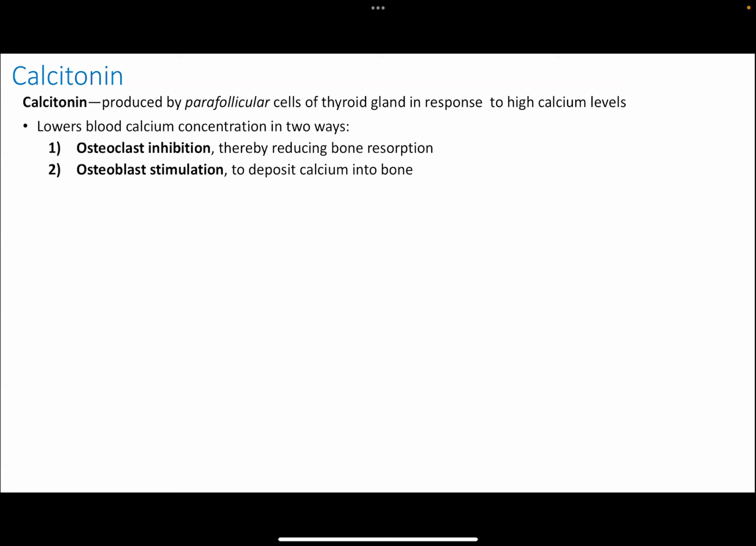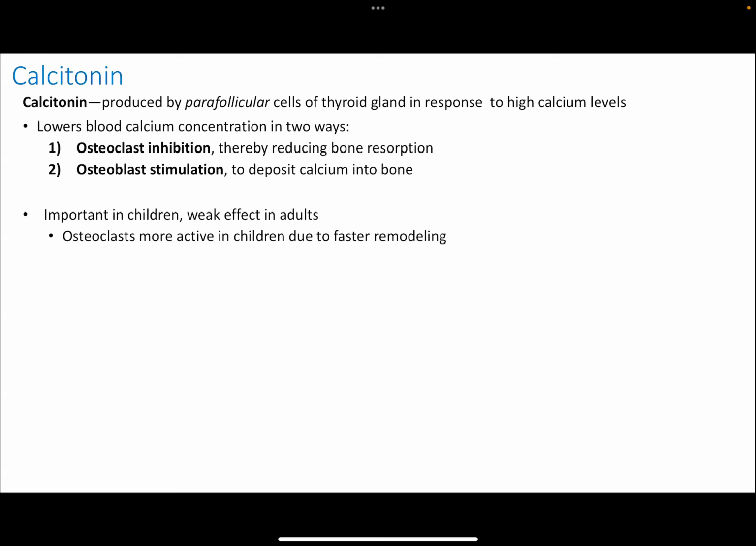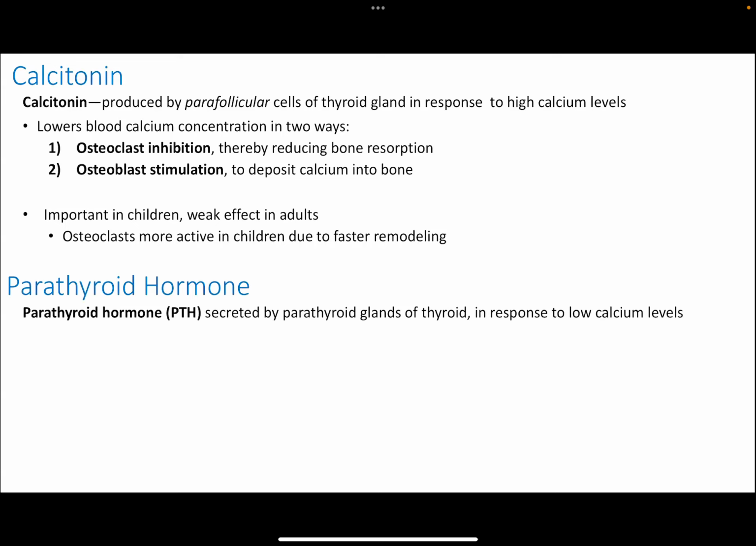And calcitonin can stimulate osteoblasts. Get rid of this excess calcium, make some more bone, put some more matrix out there, so it will deposit calcium into the bone bank. This is really important in children. It's not as important, or it doesn't work as much in adults. The osteoclasts are way more active in children because there's a lot more remodeling going on, as they are having a lot more changes to the stresses they're presenting to the bones as they grow.